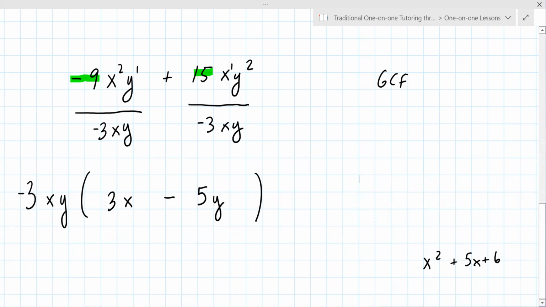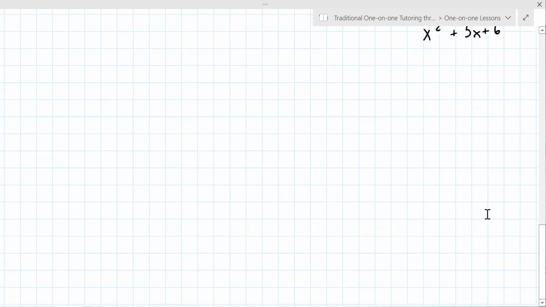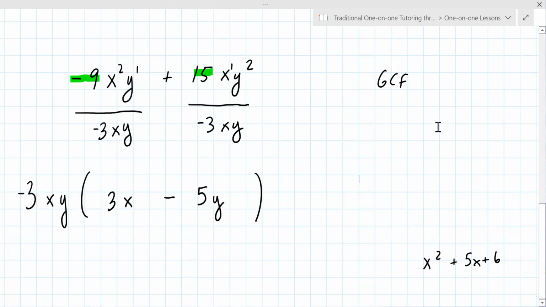So this is something slightly different. Let me make one more comment here. On GCFs, this is always the first type of factoring you do. No matter the problem you get, you always do GCF first. You always look for GCF. Students often forget that, and they make the problem more complicated than they need.